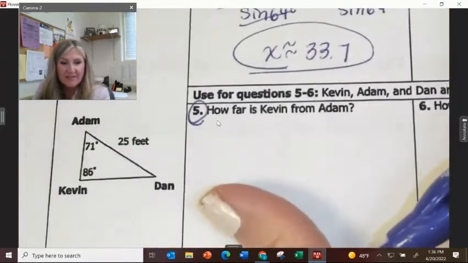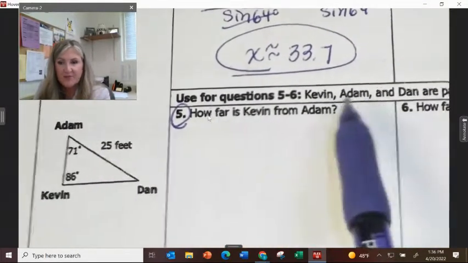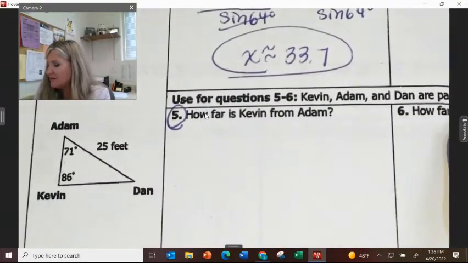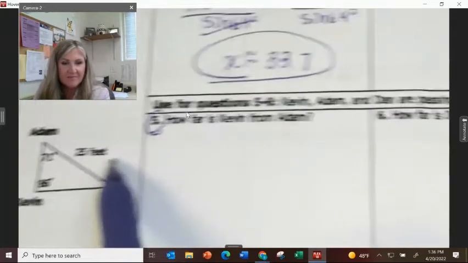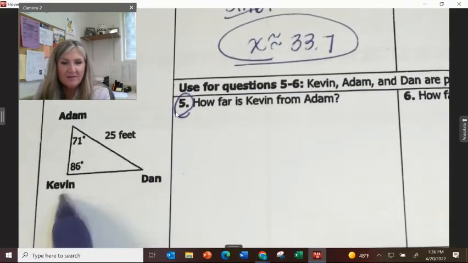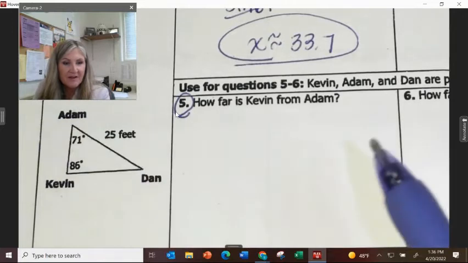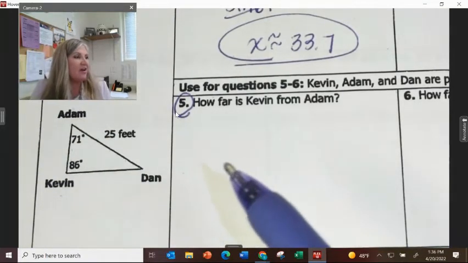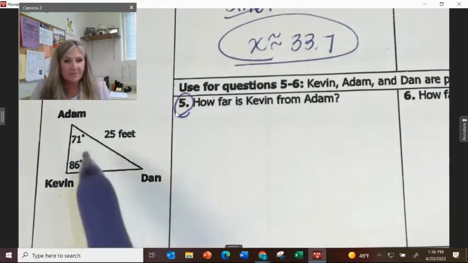All right, let's look at this problem. We've got Kevin, Adam, and Dan are passing a hockey puck. How far is Kevin from Adam? All right, I want you guys to try this one all on your own. And we'll see who all can get this right.